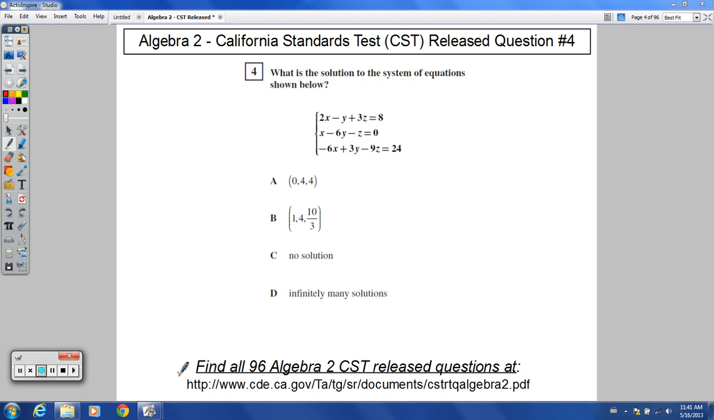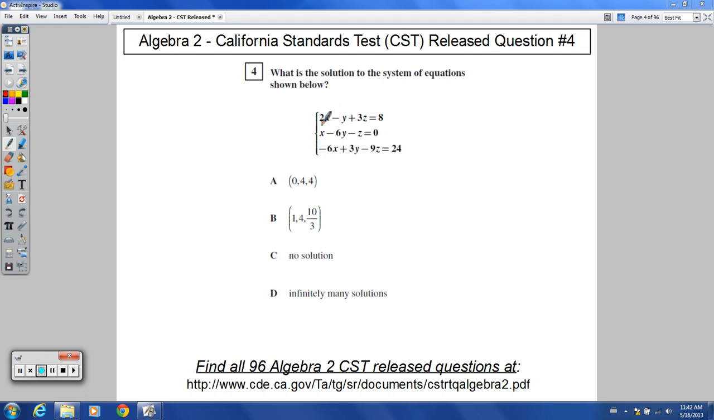Welcome to Algebra 2 CST release question number 4. It says, what is the solution to the system of equations shown below? So this one, I admit, looks kind of nasty at first. But we've got three variables here, three equations, three unknown variables.